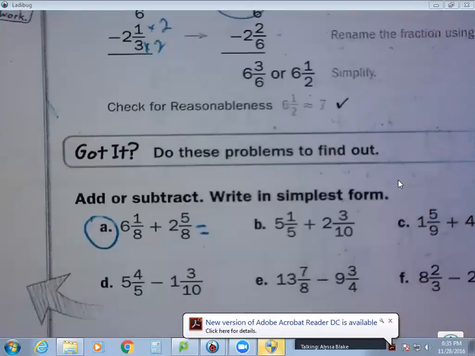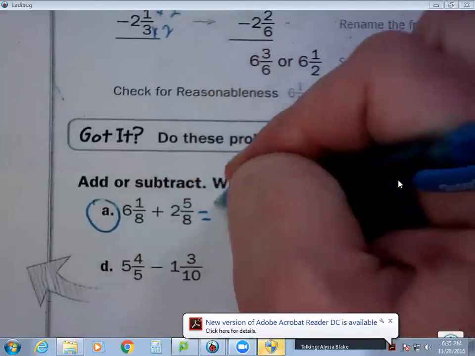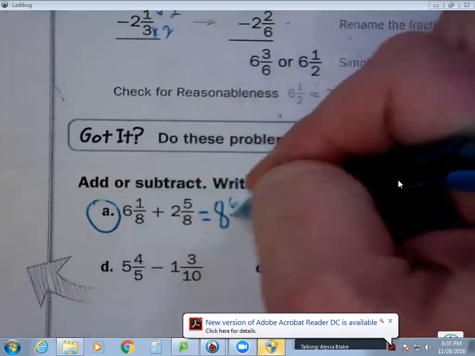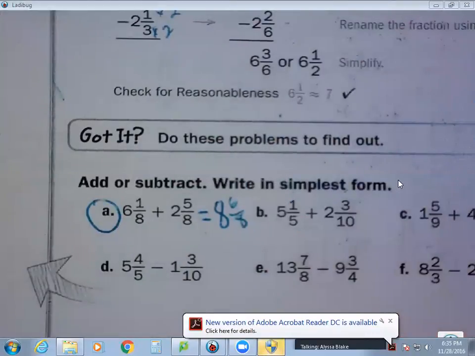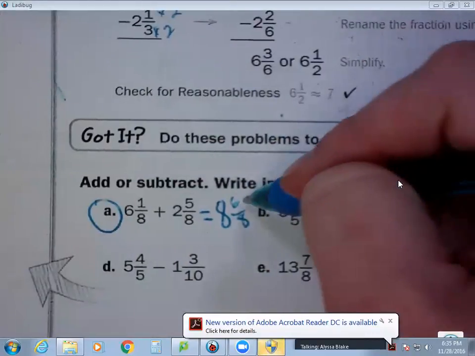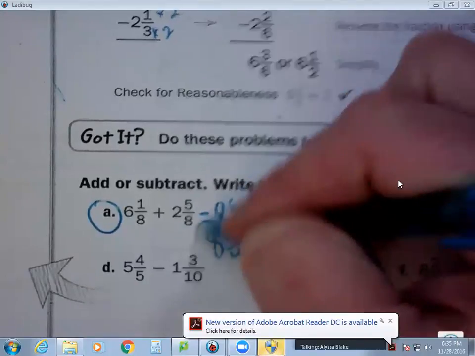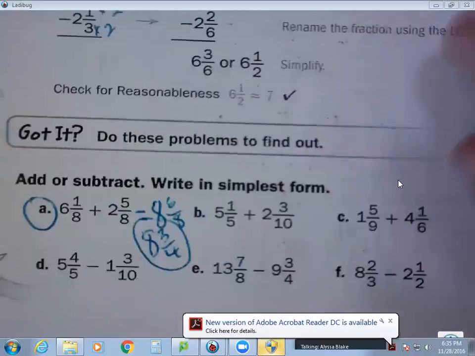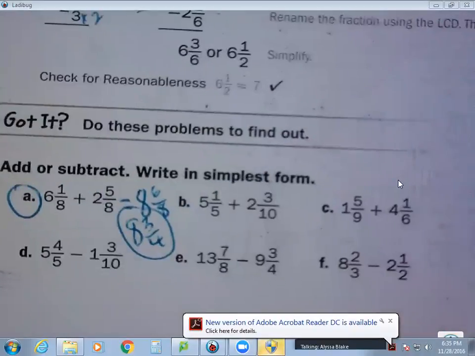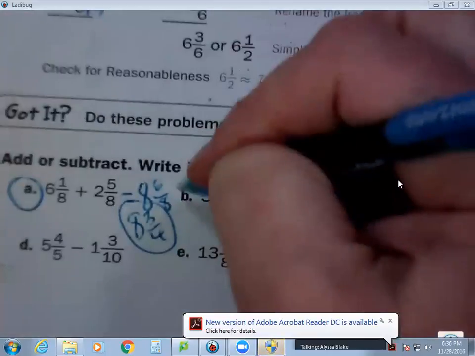All right. 6 plus 2 is 8. 5 plus 1 is 6. 8 and 6/8. You know anything about even numbers? They can be divisible by 2. So that's going to be 8 and 3/4. Doing okay so far? Those are the simple ones. Now let's move on to something a little bit more complicated. Would you please do B for me?